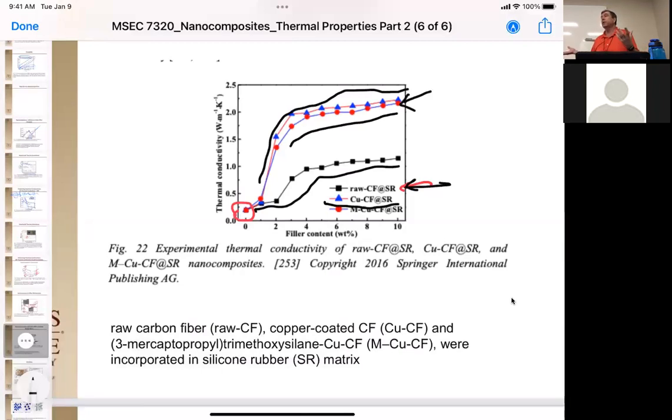So if we were going to do this, would we want to actually add that coupling agent? Probably not. The copper itself would be fine. And we definitely would want to use the raw carbon fiber.